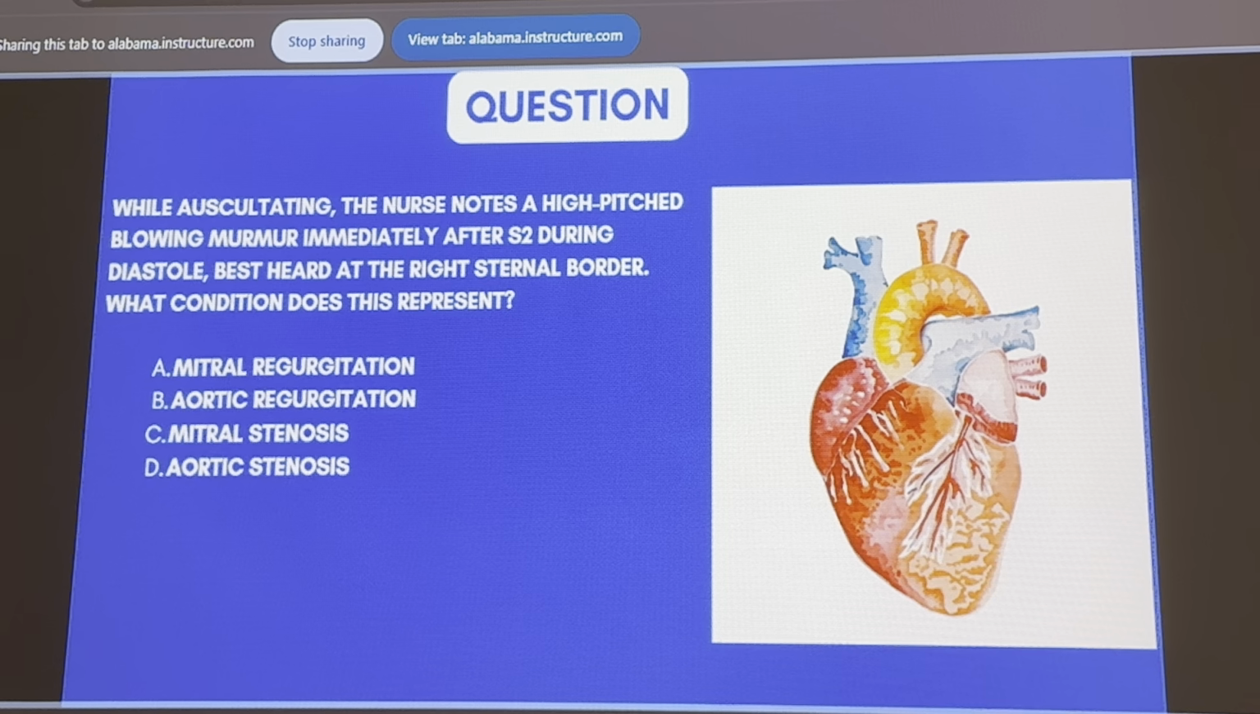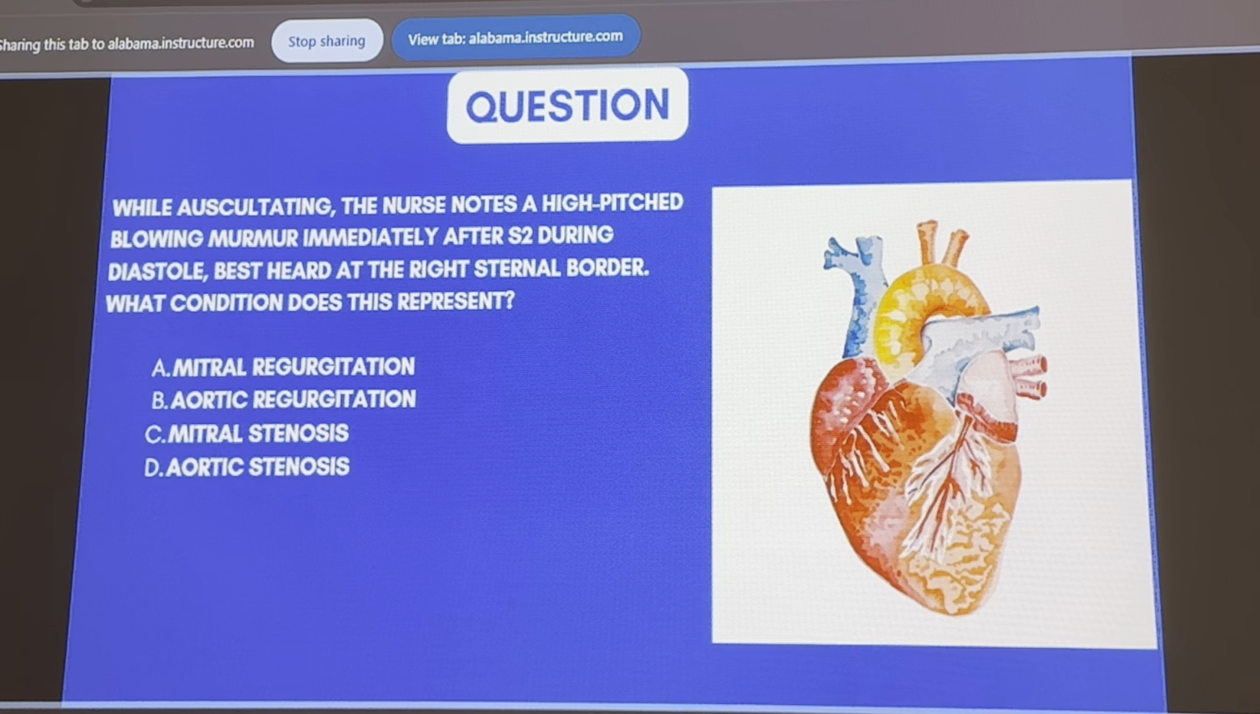It's closed, right? So if I'm talking about a murmur and I'm talking about a closing problem, closing problems are the regurgitation parts, right? Okay? So my aortic is not closing appropriately during diastole, so that's why I get that aortic regurgitation.